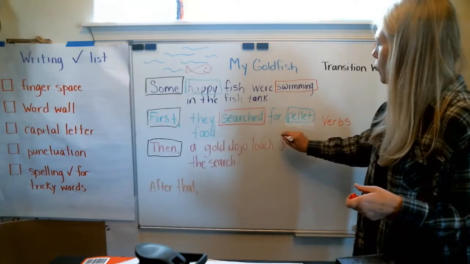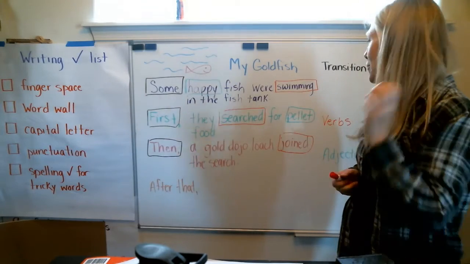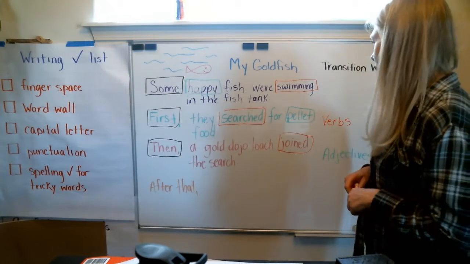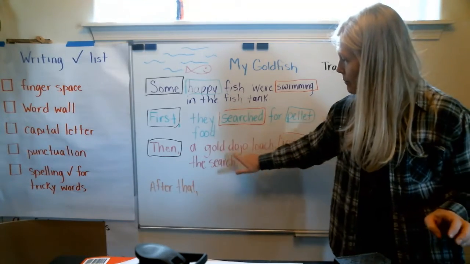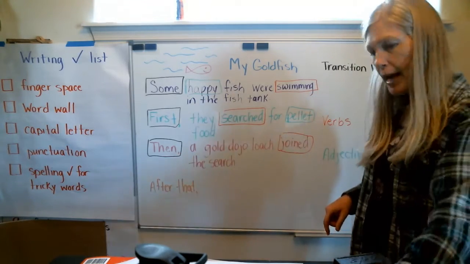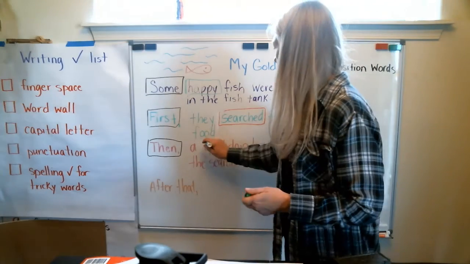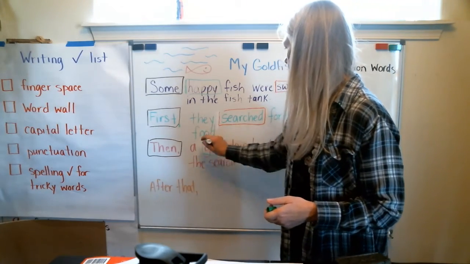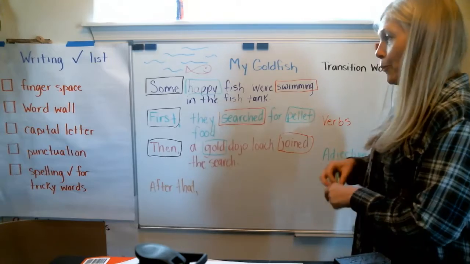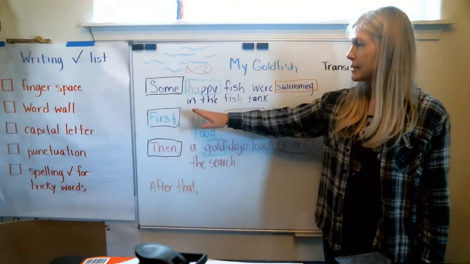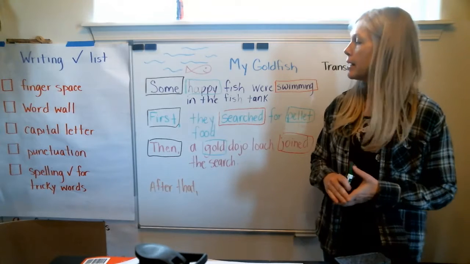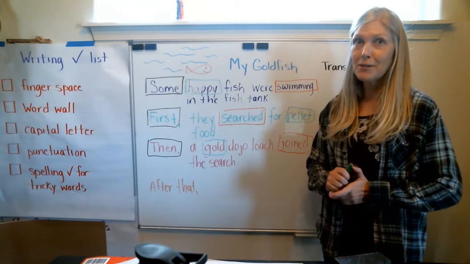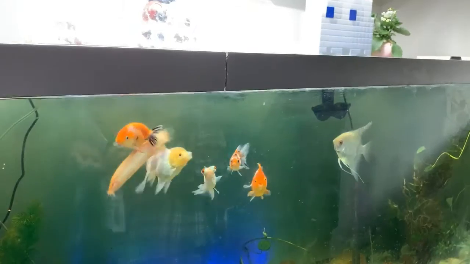I used that word. Could have used the word help. Instead, I used the word join. And an adjective, so I described what kind of dojo loach. My adjective is gold. We are now at the very end. You see how I've taken it sentence by sentence, done this very slowly. After that, so let's look at the video and see what happens after that.